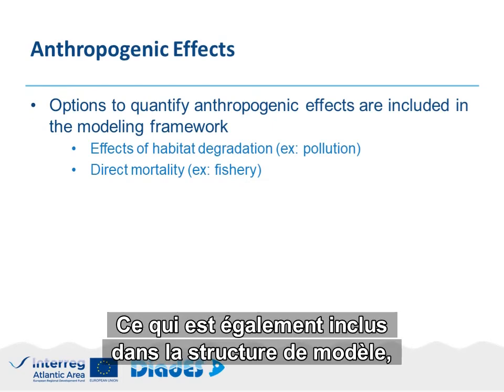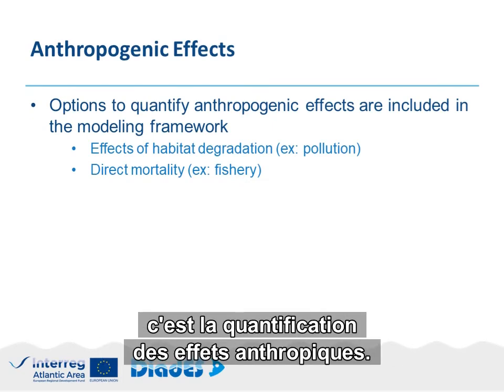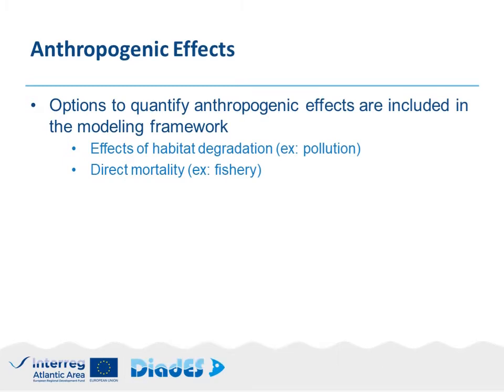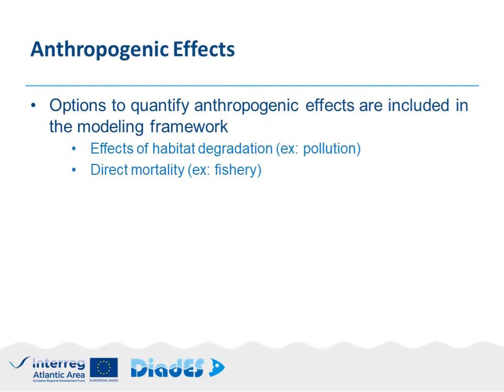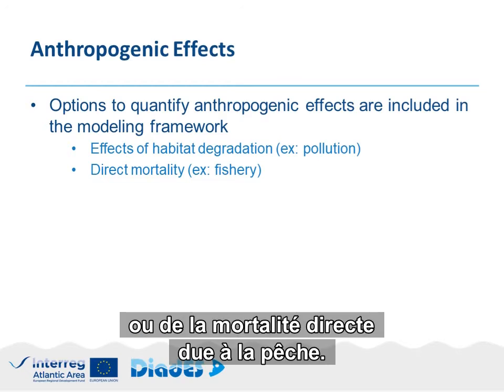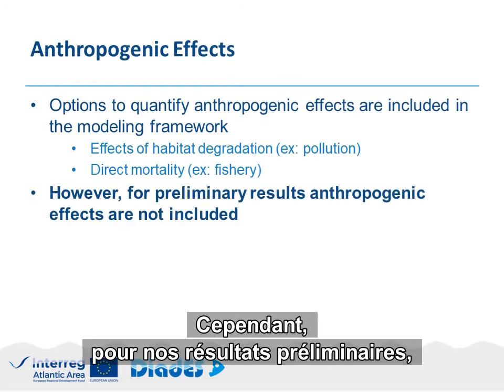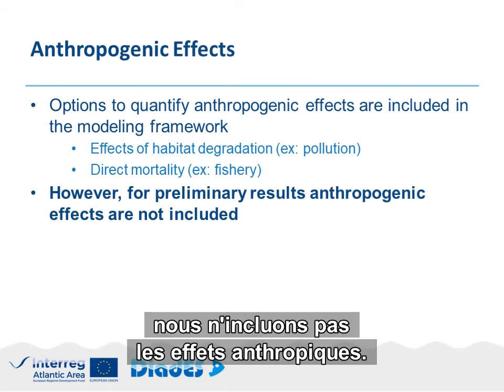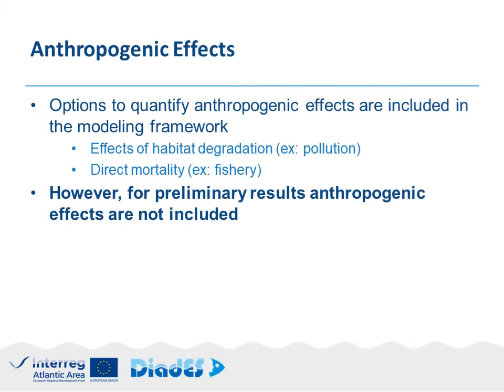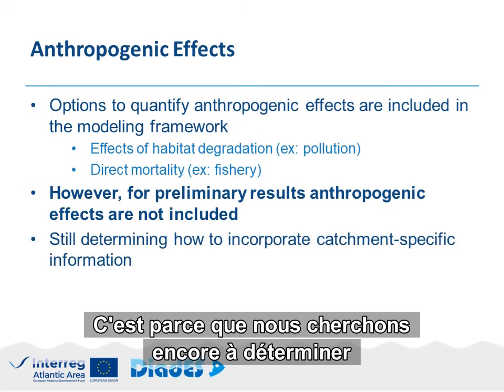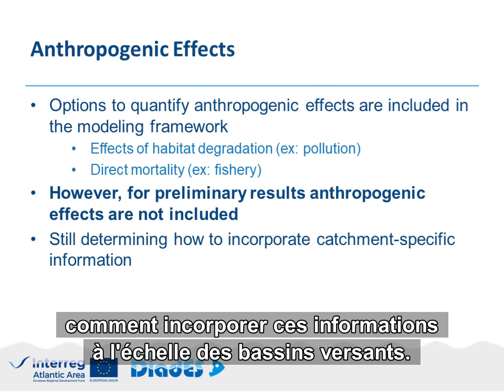Also included in the modeling framework is the option to quantify anthropogenic effects. This includes the effects of habitat degradation, such as pollution, and also direct mortality, such as a fishery. However, for our preliminary results, we are not including anthropogenic effects, and this is important to keep in mind when interpreting these results. This is because we're still determining how to incorporate catchment-specific information.